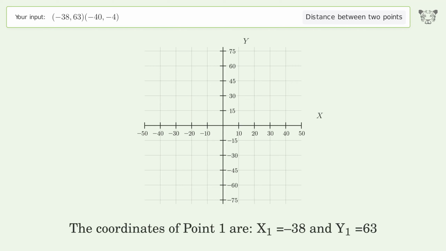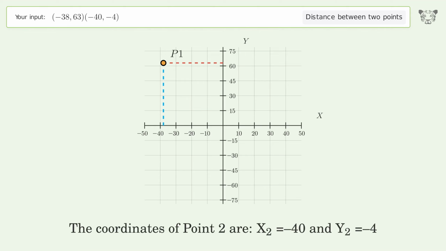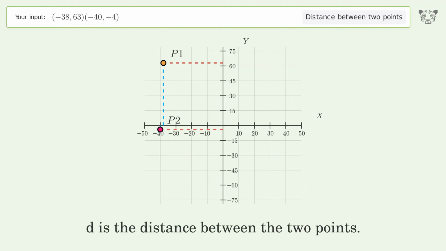The coordinates of point 1 are x1 equals -38 and y1 equals 63. The coordinates of point 2 are x2 equals -40 and y2 equals -4. D is the distance between the 2 points.